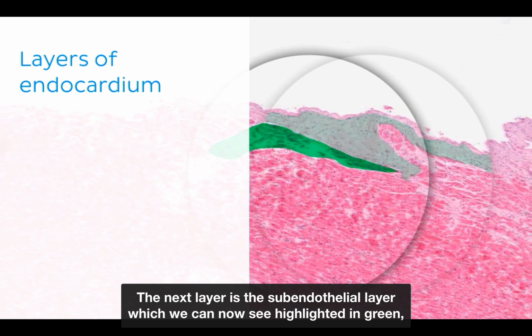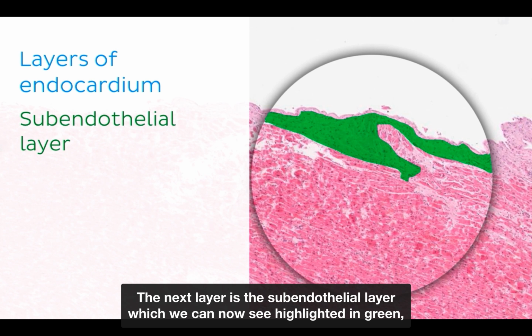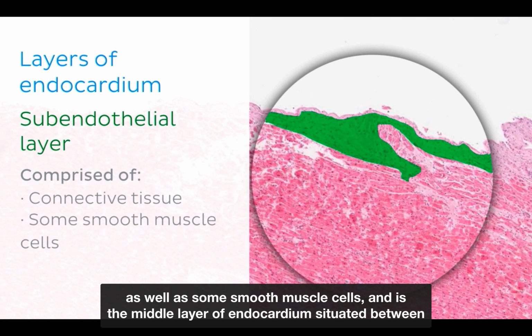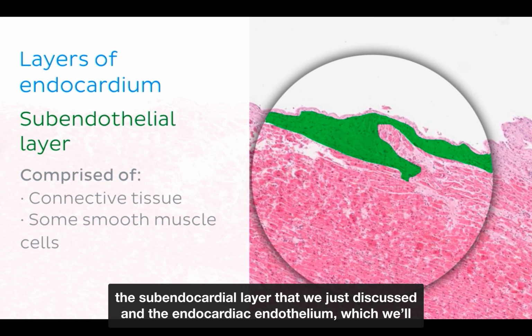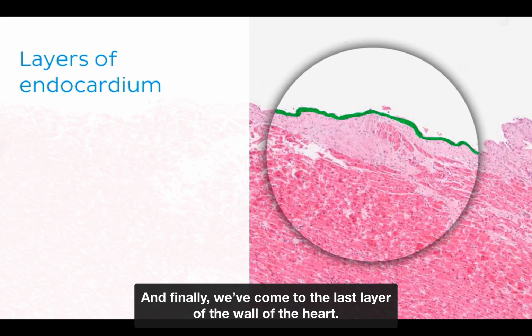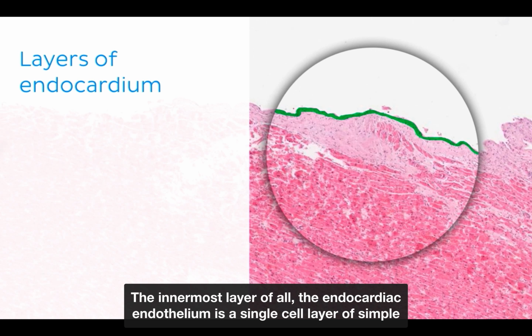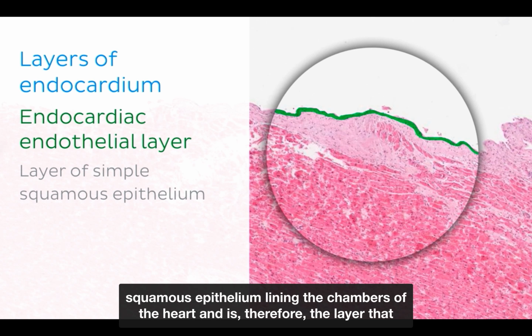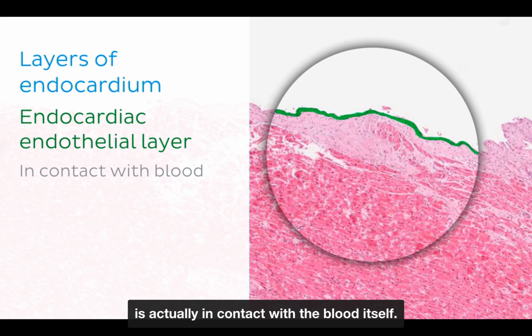The next layer is the subendothelial layer, which we can now see highlighted in green, and this layer is known as the myoelastic layer and is comprised of connective tissue as well as some smooth muscle cells, and is the middle layer of endocardium, situated between the subendocardial layer that we just discussed and the endocardiac endothelium, which we'll look at next. And finally, we've come to the last layer of the wall of the heart. The innermost layer of all, the endocardiac endothelium, is a single cell layer of simple squamous epithelium lining the chambers of the heart, and is therefore the layer that is actually in contact with the blood itself.